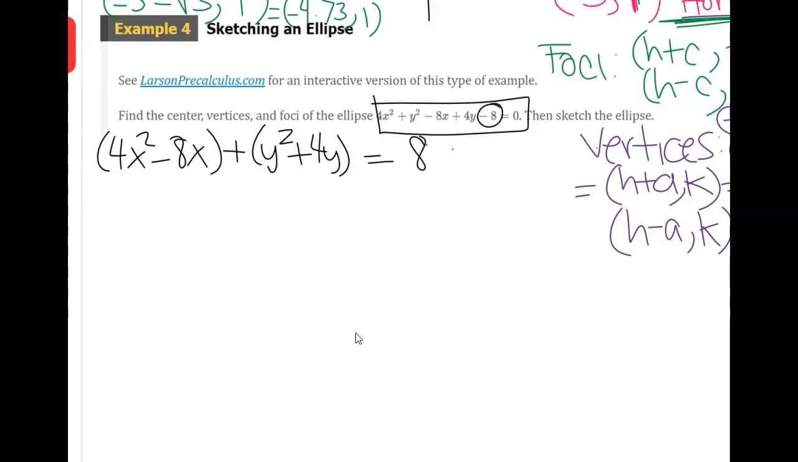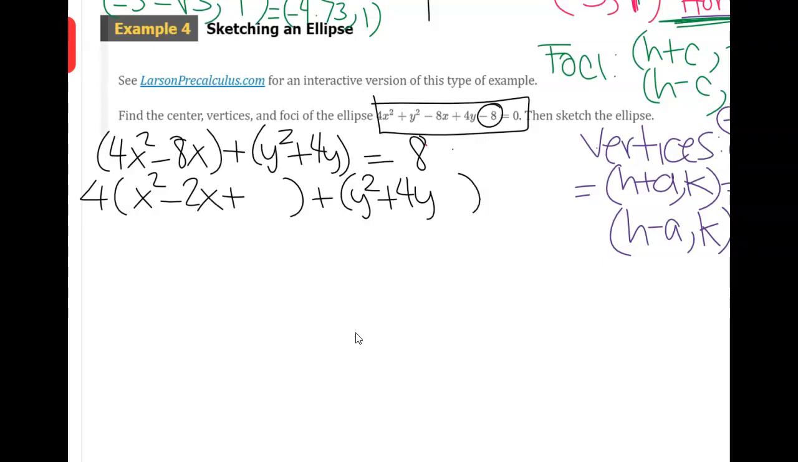So that will be plus 8. Then here I need to factor out a 4, so 4 times x squared minus 8x divided by 4 is 2x. I need to do that so that I can actually complete the square. Then I'm going to have y squared plus 4y. I don't need to factor anything there because the coefficient of y squared is 1 already. And then parentheses, and then we have here our number 8.